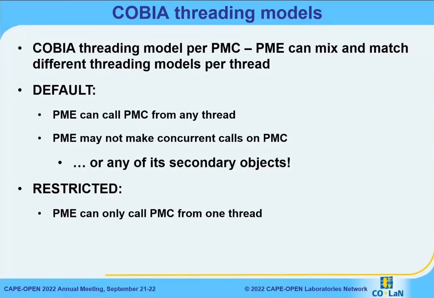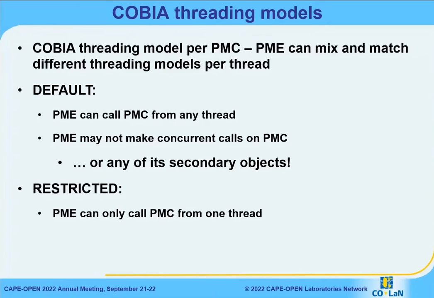This threading model is the restricted threading model. And the restricted threading model is very much like the apartment threaded COM threading model. This means that your PMC can only be accessed from one thread at the same time, which clearly then is the thread it was created in. The only reason that I can think off the top of my head that you want to advertise your PMC as a restricted threading model PMC is because internally it's actually using a COM object that is apartment threaded. Otherwise I would not see any particular reason to do that.